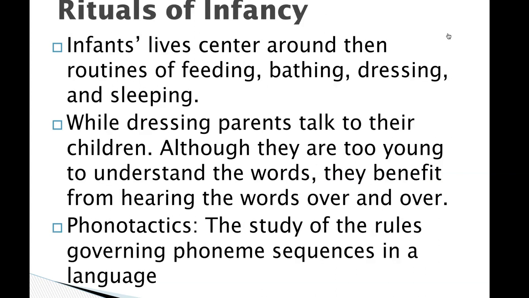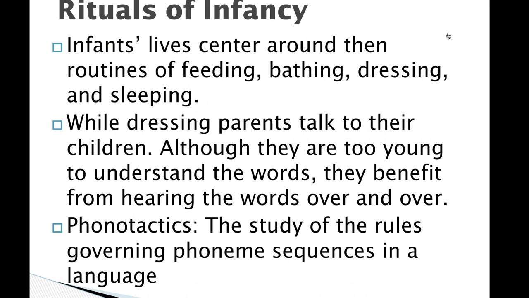Rituals are also really important too. Infants' lives center around the routines of feeding, bathing, dressing, and sleeping. While dressing, parents talk to their children. Although they're too young to understand the words completely, they benefit from hearing the words over and over again, right? So if I'm putting a shirt on my very young child and I'm saying, oh, put your arm in the shirt, now put your other arm in the shirt, okay. Oh, let's put your legs in the pants, get one leg in, okay, let's get another leg in, right? They're hearing the word shirt, they're hearing the word pants, they're hearing the words arms and legs, right?